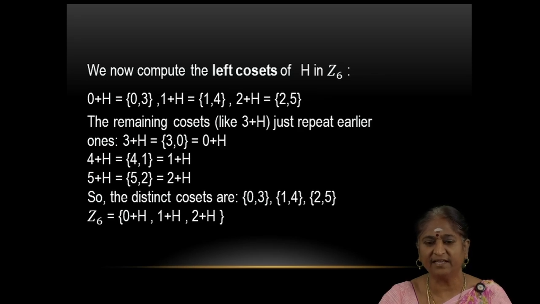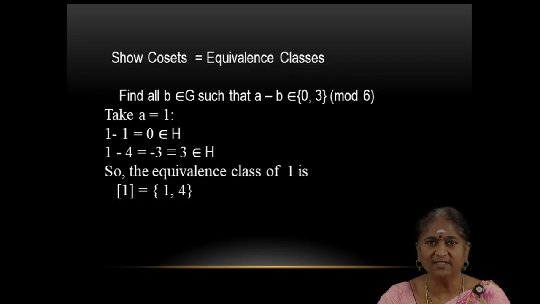Similarly, we determine the remaining cosets 3 plus H, 4 plus H, and 5 plus H. 3 plus H gives the same as 0 plus H, 4 plus H gives 1 plus H, and 5 plus H gives the same as 2 plus H. So the distinct left cosets in Z6 are {0, 3}, {1, 4}, and {2, 5}. So Z6 is the union of the distinct left cosets 0 plus H, 1 plus H, 2 plus H. Next we have to show that all these left cosets are equivalence classes.